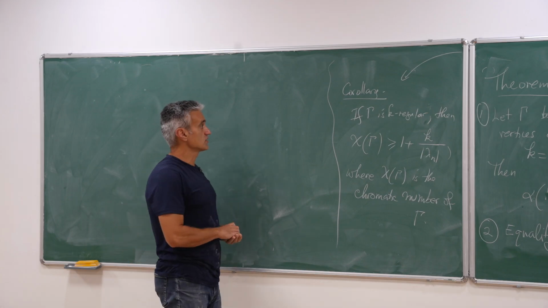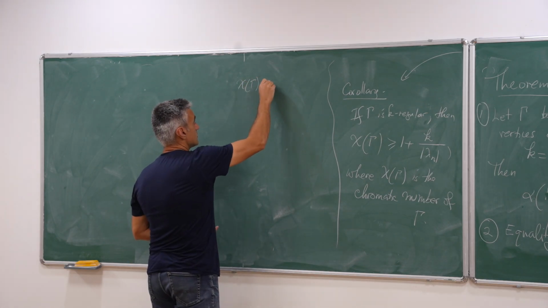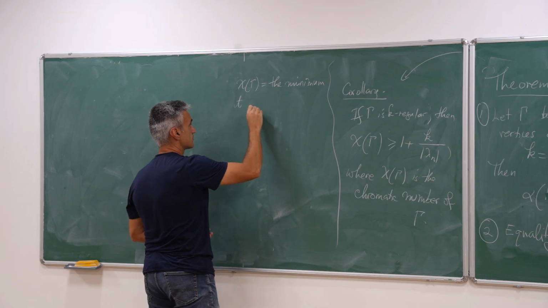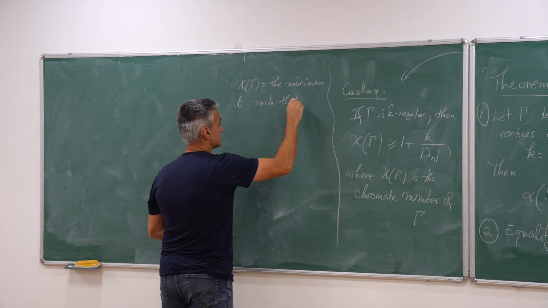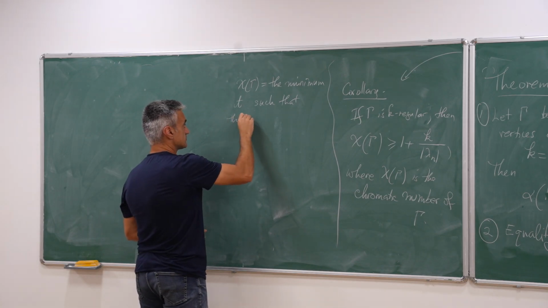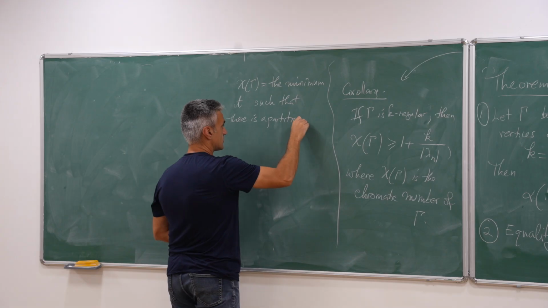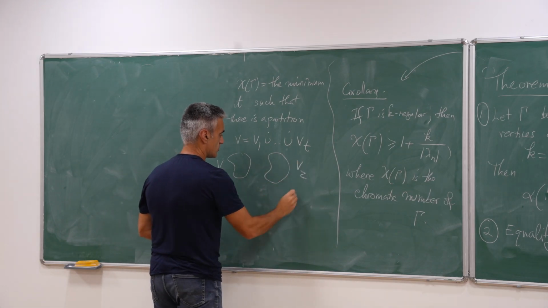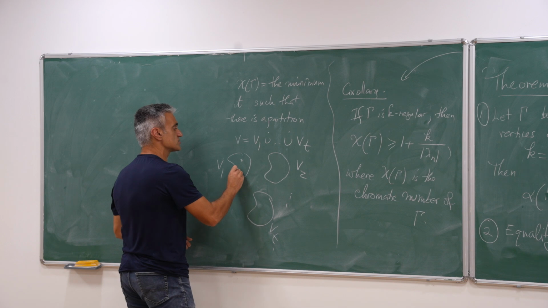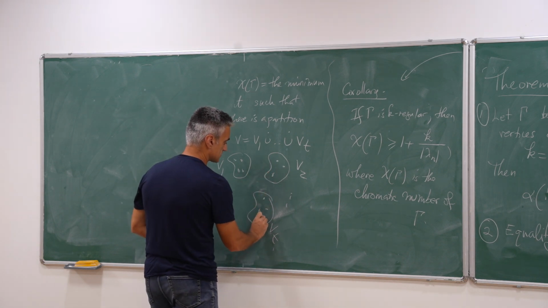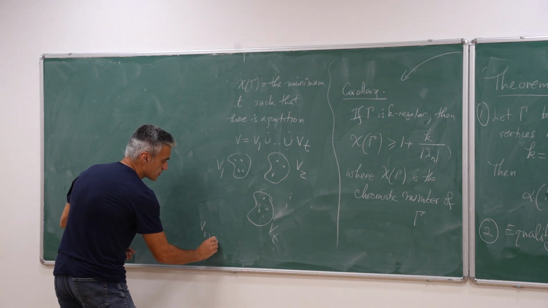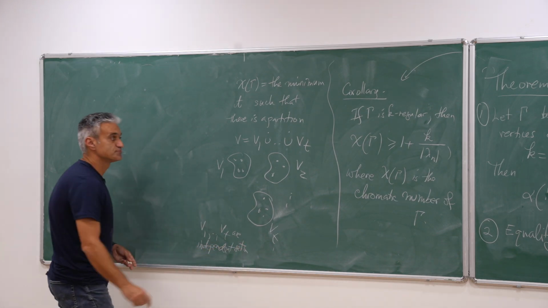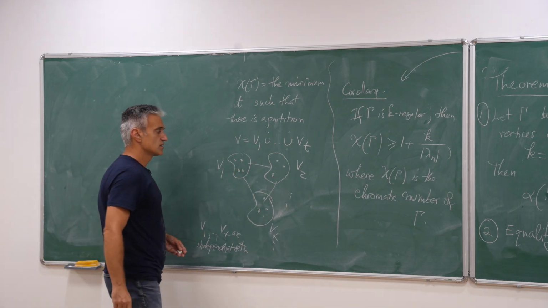So chi of gamma, in case not everybody knows, is the minimum t such that there is a partition of V into t parts, V1 through Vt, such that all these parts are independent sets. So you can have edges between the parts, but you cannot have any edges inside.